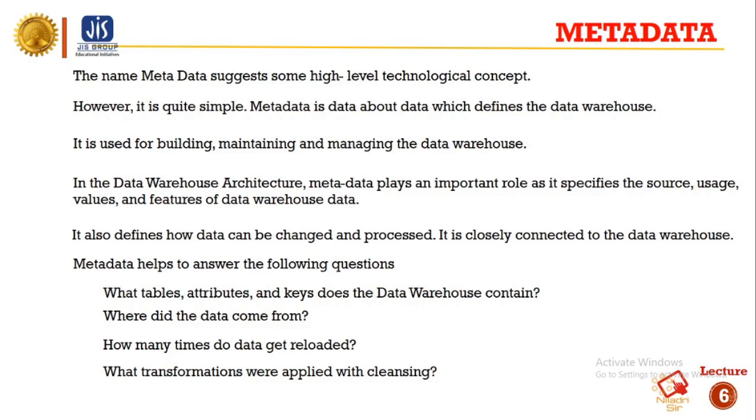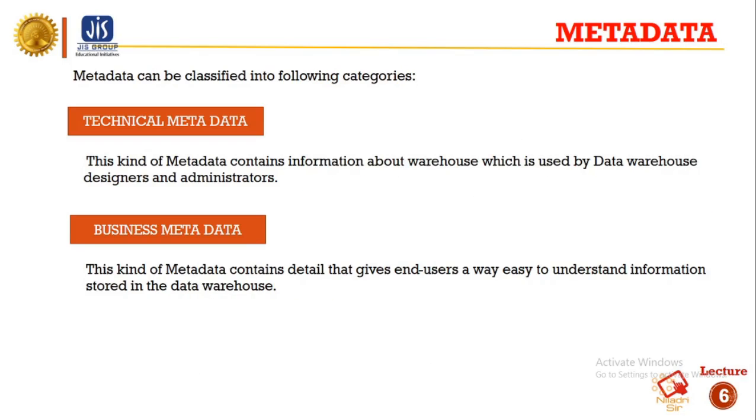What tables, attributes, and keys does the data warehouse contain? Where did the data come from? How many times does data get reloaded? What transformations were applied with cleansing? Metadata can be classified into the following categories. The number one is technical metadata, and the next one is business metadata.